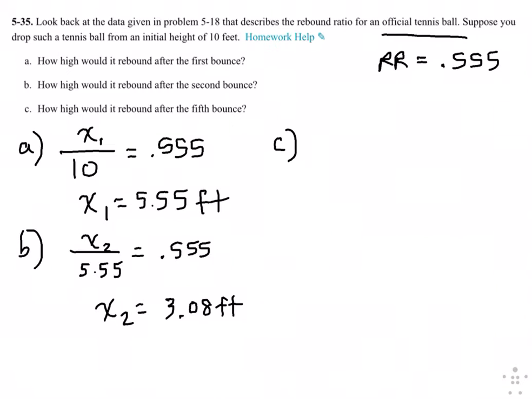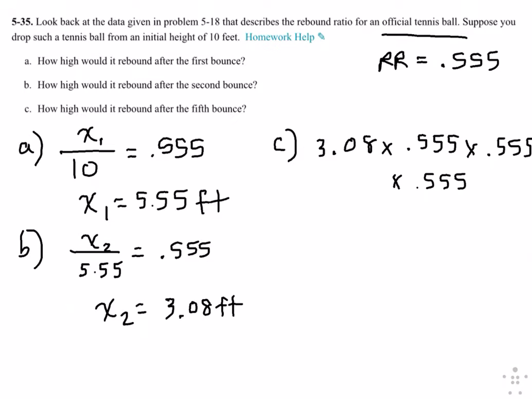so for the second bounce, we multiplied it by 0.555. So we could go in order now. So 3.08 times 0.555 would give us the third bounce, times 0.555 again would give us the fourth bounce, and then times 0.555 again would give us the fifth bounce.